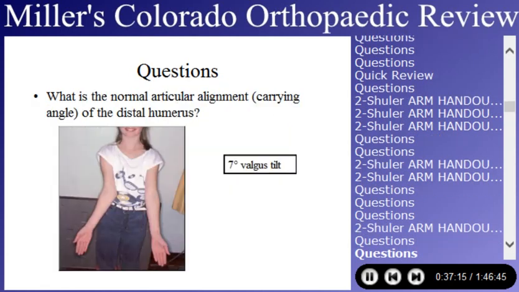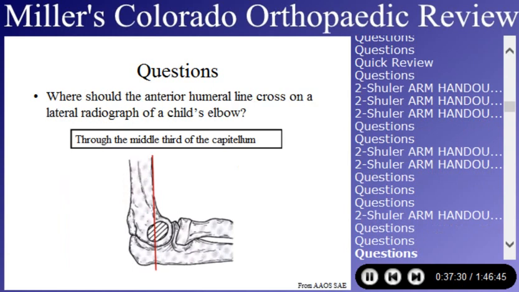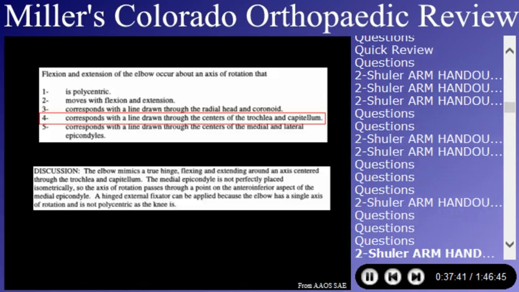What is the normal articular alignment, the carrying angle of the distal humerus? This test question actually came out. This patient had tardy ulnar nerve palsy due to an increased carrying angle from a supracondylar humerus fracture and malalignment. Seven degrees valgus tilt is normal. Where should the anterior humeral line cross on a lateral radiograph of a child's elbow? Through the middle third of the capitellum. Flexion and extension of the elbow occur about an axis of rotation that corresponds to a line drawn through the centers of the trochlea and capitellum.